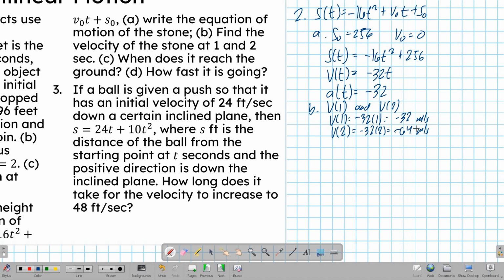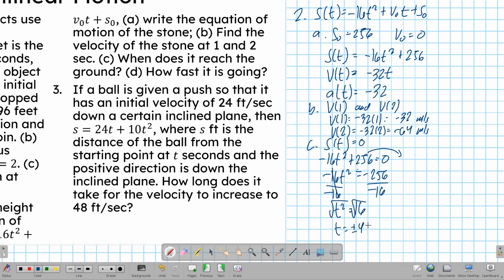So there you go. In C, when does it reach the ground? Therefore, we are asked when is S of t equal to 0. So solving, that's negative 16t squared plus 256 equals 0. If we're going to solve that, that's negative 256. Divide both sides by negative 16. t squared would be equal to 16. So getting the square root, t would be equal to plus or minus 4. But since we don't have negative time, t is equal to 4 seconds.